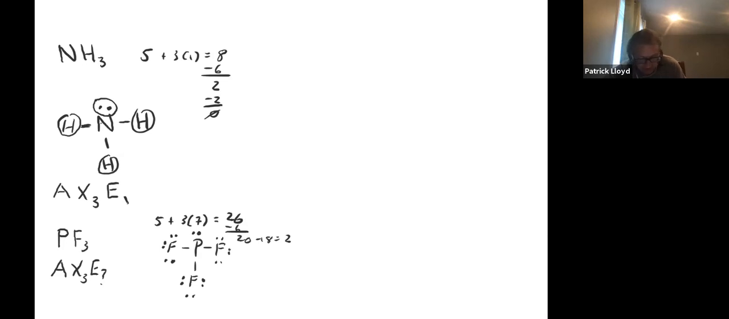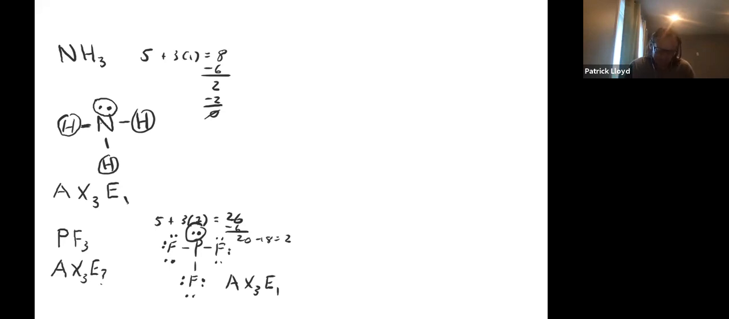And what you're going to find is that the notation that we're using for VSEPR theory is pretty much the same for PF3 as it is for NH3, even though the phosphorus is a different element. You have a central atom, 3 surrounding atoms, and then 1 lone pair on the central atom. And you can put E1 or E, either one. Okay, so that's the notation that we're going to use.